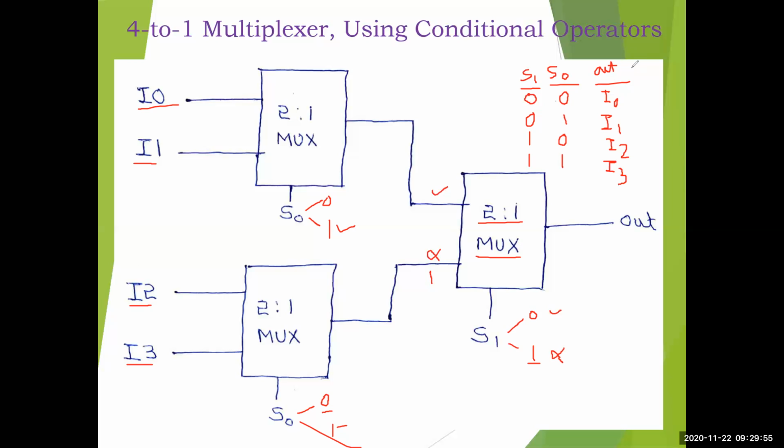So this is the truth table, same as the previous one, there is no change. Only the design I have changed. Now I am not doing any logic equation or gate level, just to show you this design and how this works. So this is now modeled.